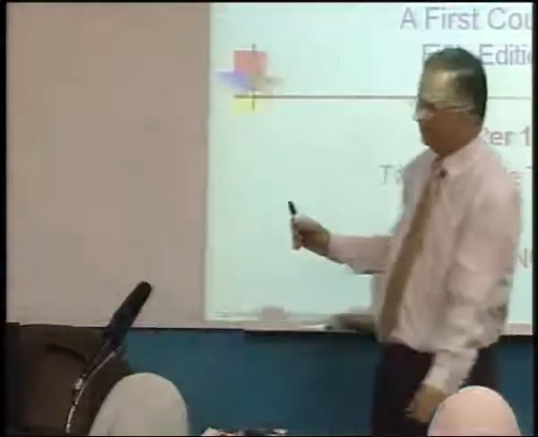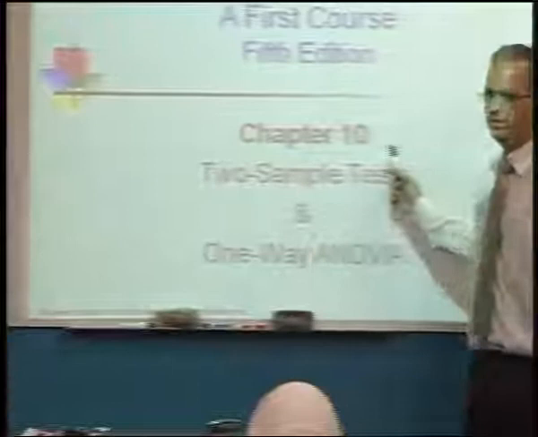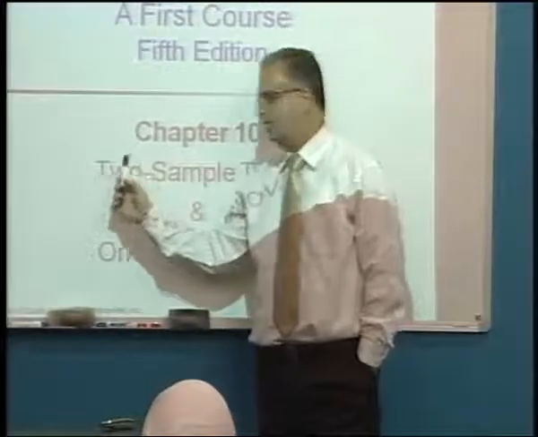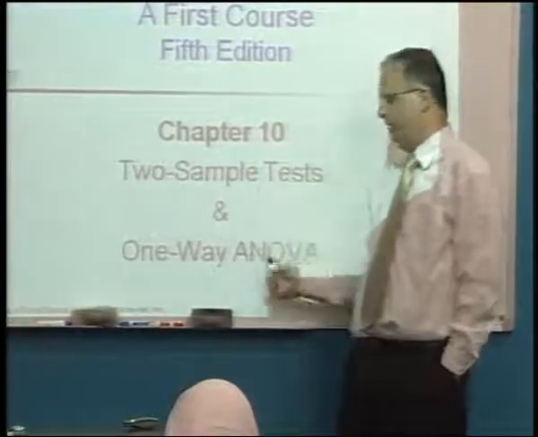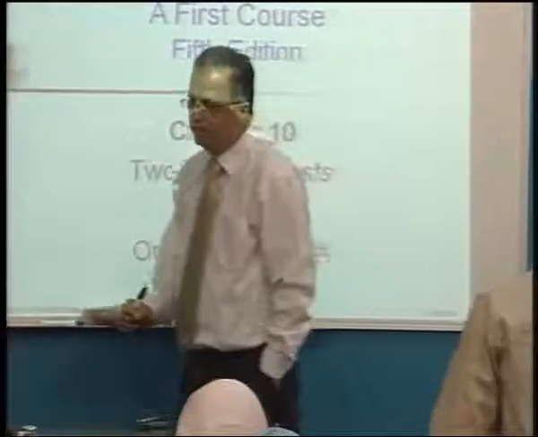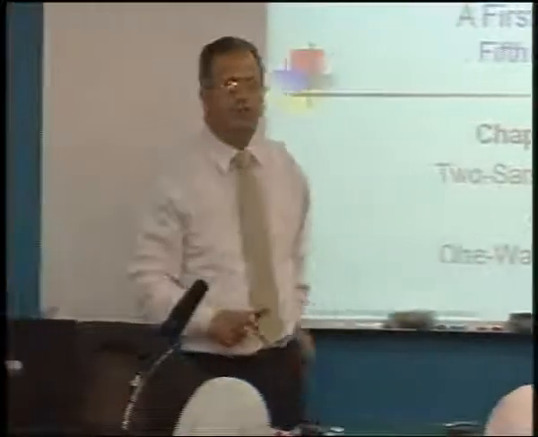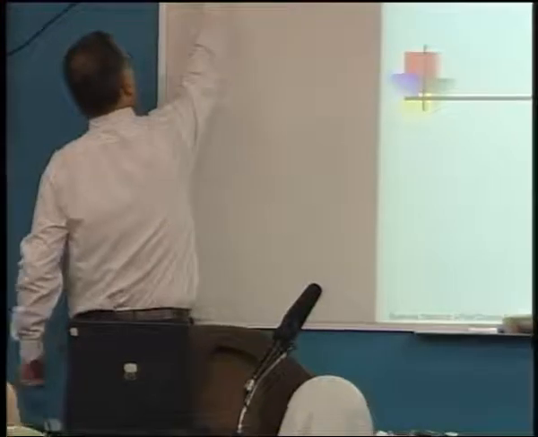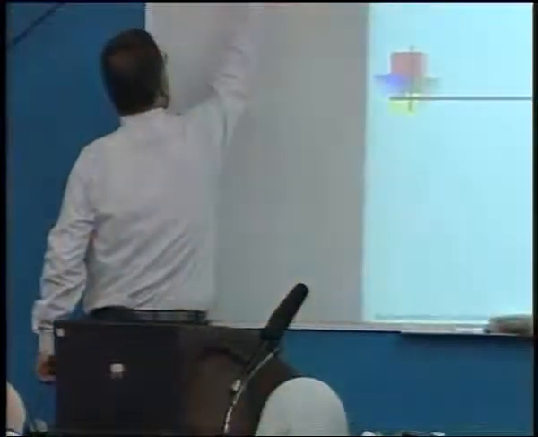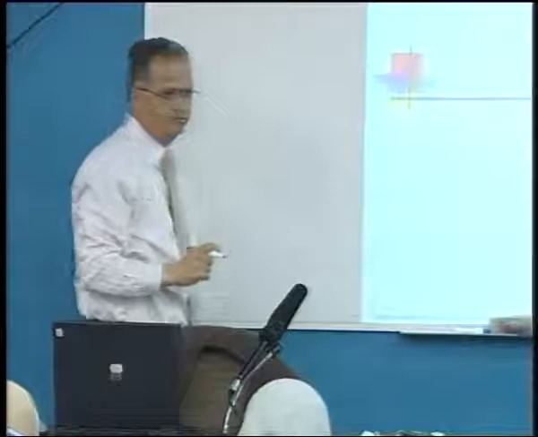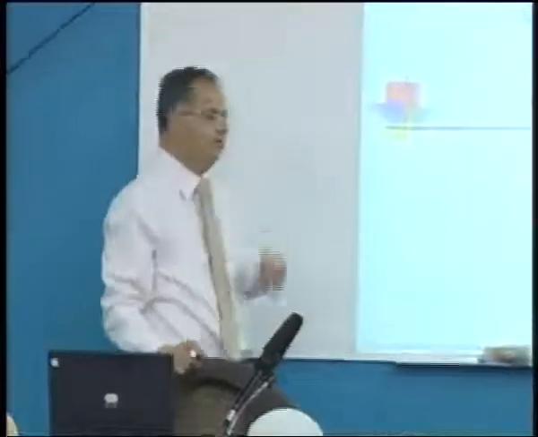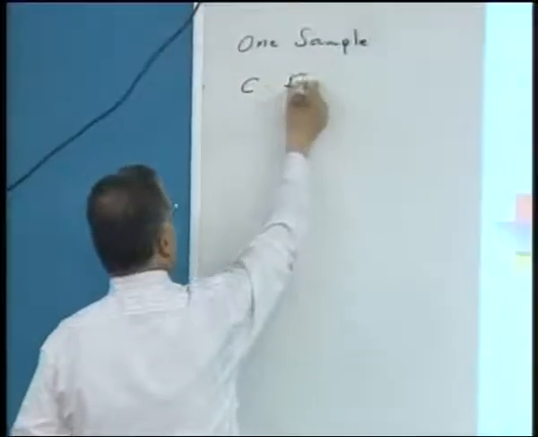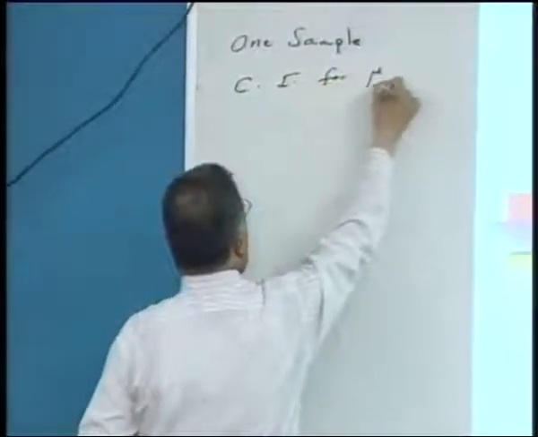Today inshallah we'll start chapter 10. Chapter 10 talks about two sample tests and one-way analysis of variance. In the last chapters we had already talked about one sample, and also we introduced how we can construct a confidence interval for the mean or y.